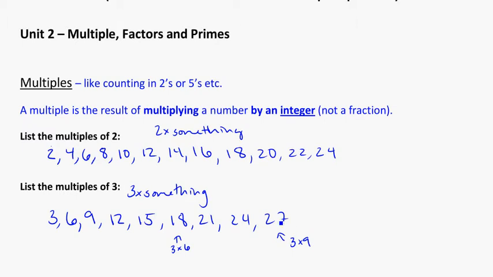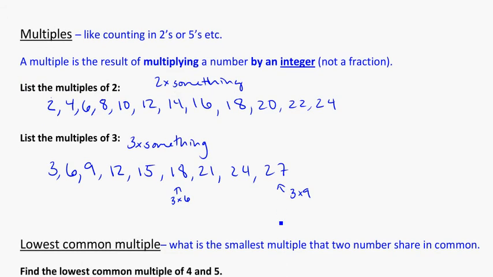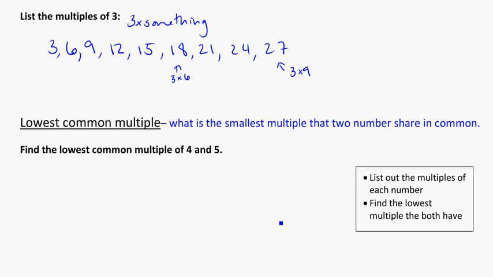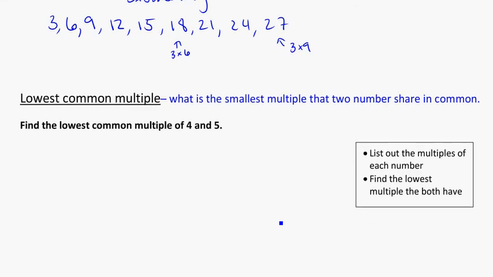Now how these come into actual use for us is when we look to try to find the lowest common multiple between two numbers. So in this case, the lowest common multiple is literally what's the smallest multiple that two numbers share in common. So if I ask you to find the lowest common multiple of 4 and 5, I want you to think about listing out the first few multiples of each number, and then look to see what's the lowest one they both have.